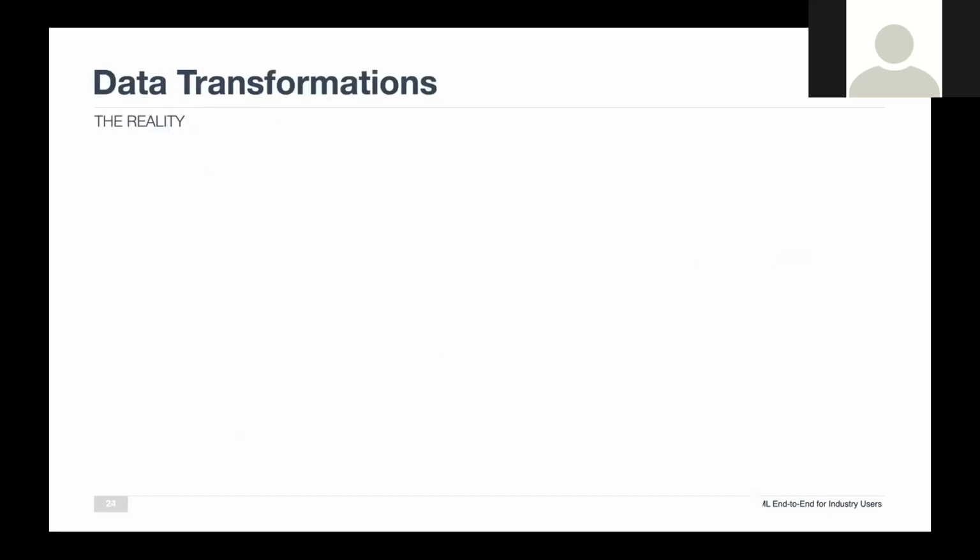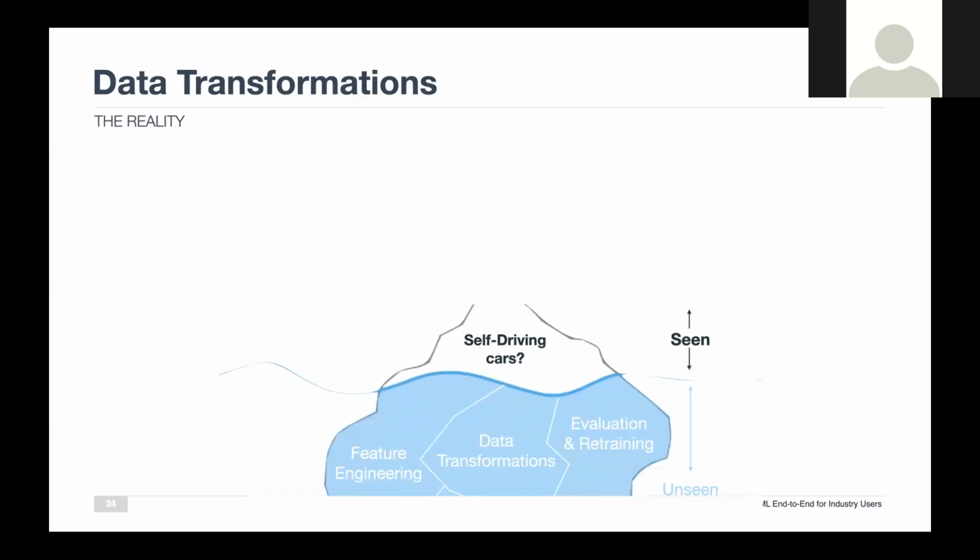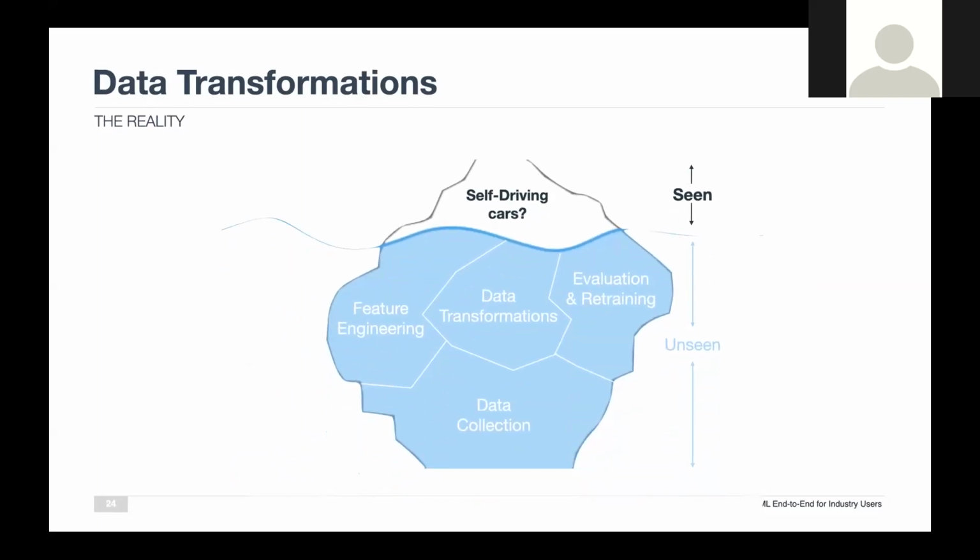So there's a big challenge in data transformations. An example could be self-driving cars, where we're used to seeing fancy cars driving on their own, maybe in online videos. And this could be the tip of the iceberg, because in the end, there's a lot of data work that is unseen, such as the data collection, feature engineering, data transformations, and then the modeling part as well.